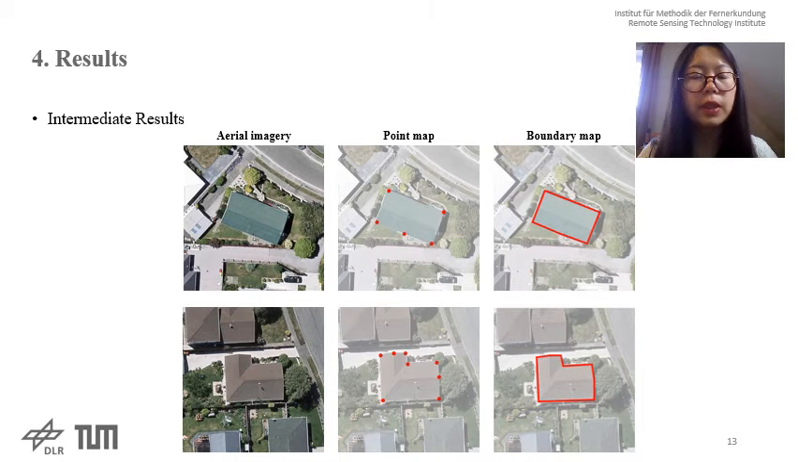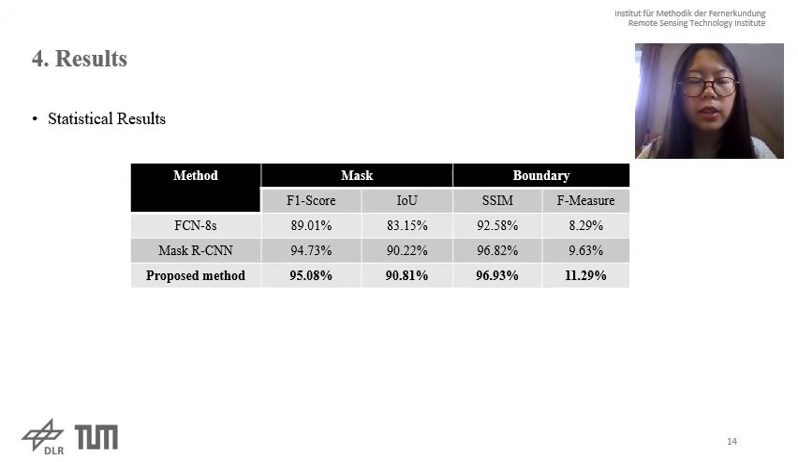Here we show the intermediate results, which are overlaid on aerial imagery. First is a key point map, and second is a boundary map. For comparison, we select two methods. One is FCN8s, another is Mask R-CNN. They are the state-of-the-art methods for semantic segmentation and instance segmentation. And we can clearly say that our proposed method outperforms the other two methods with respect to mask and boundary accuracy.